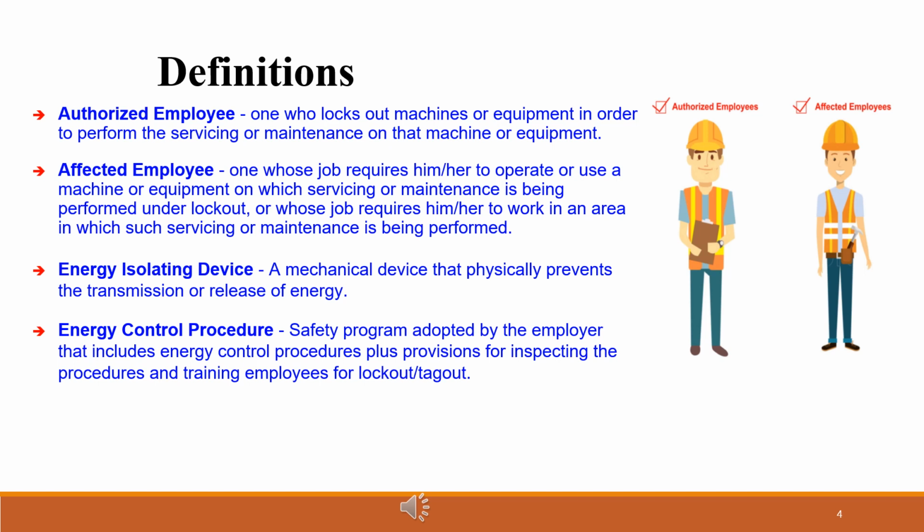Energy isolating device: a mechanical device that physically prevents the transmission or release of energy. Energy control procedure: a safety program adopted by the employer that includes energy control procedures plus provisions for inspecting the procedures and training employees for lockout tagout. That's the end of this part. See you in the next part.